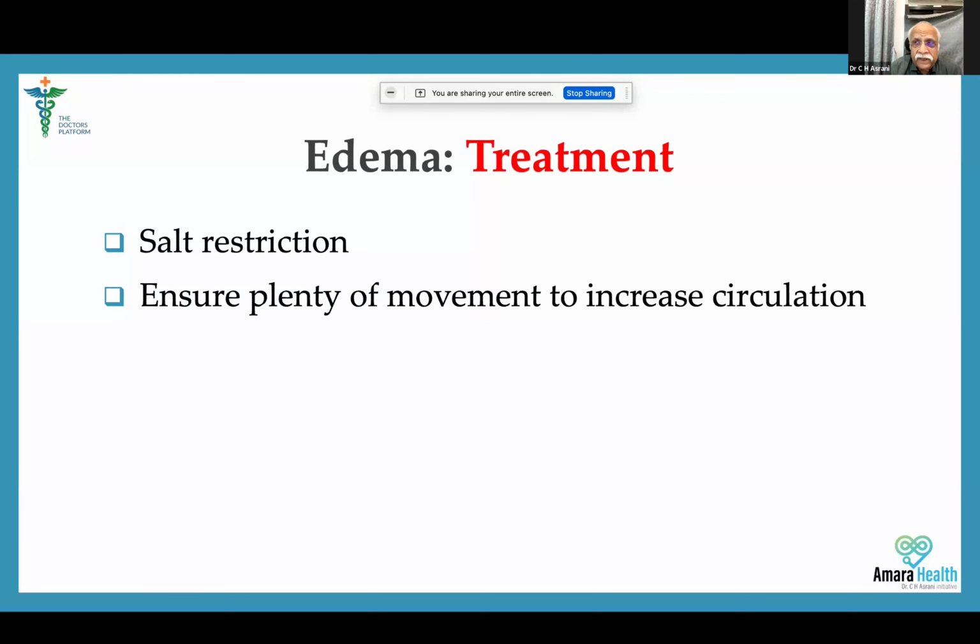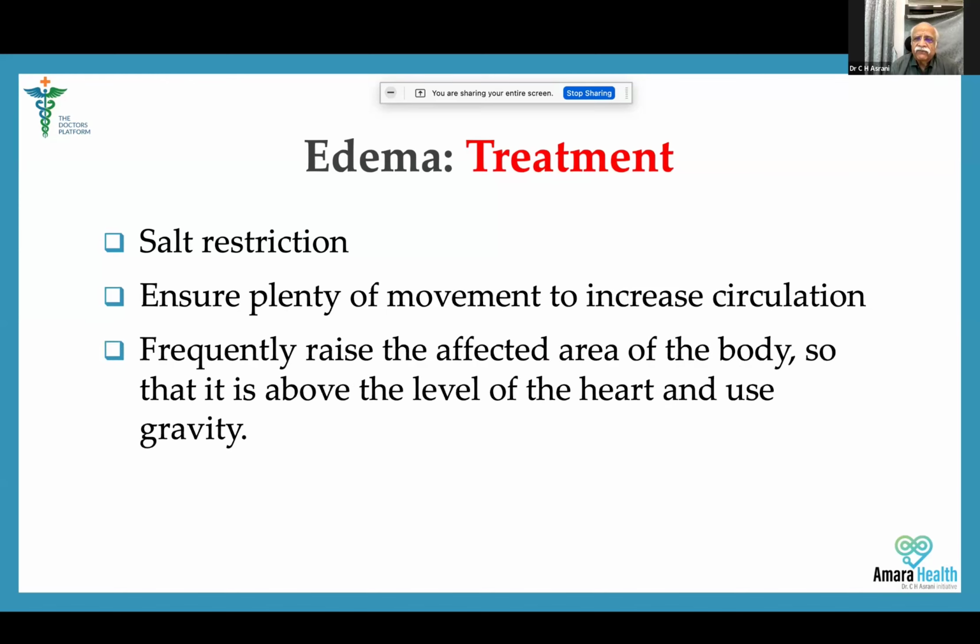Ensure plenty of movement to increase circulation if it is not a systemic edema. Frequently raise the affected area of the body so that it is above the level of the heart and use gravity to reduce the edema.